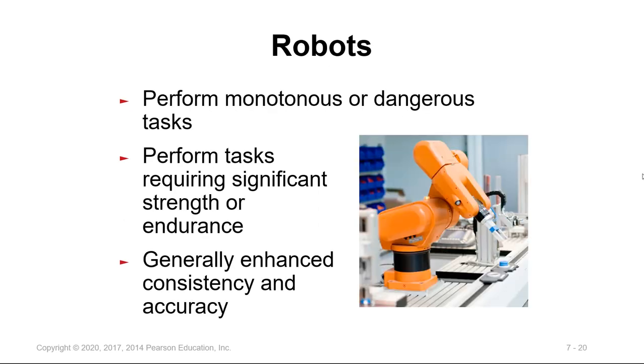Robots perform monotonous or dangerous tasks. Robots can perform tasks requiring significant strength or endurance, such as the robots used in car assembly, which also provides consistency and accuracy, especially in welding, pressing, cutting, milling, and drilling. And like we said, robots now are being used in surgeries, so they can also be used in services if needed.